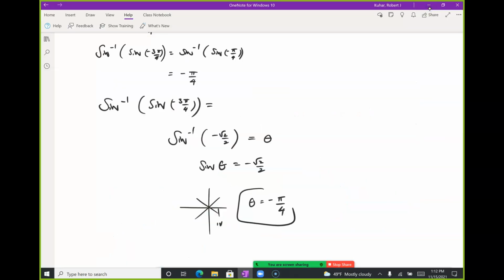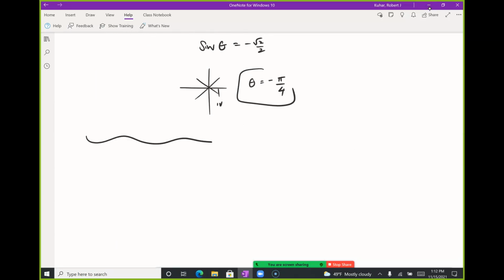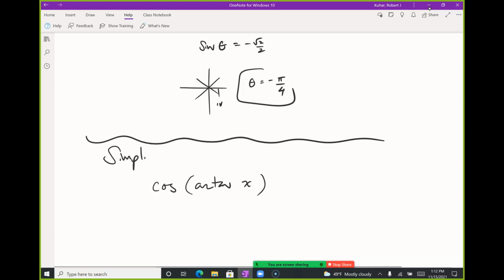I'll just make one up here. So this is just kind of out of my head, but it's a real important one for you for calc. And there's a bunch of them in section 7.1 and 7.2. But what if I just said I want the cosine of the arctan of x? So I want us to simplify this.